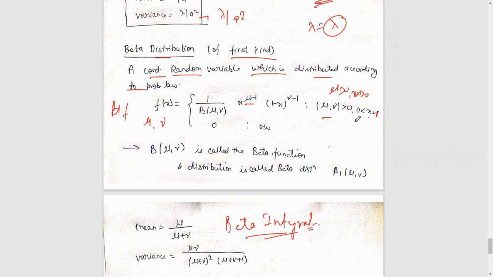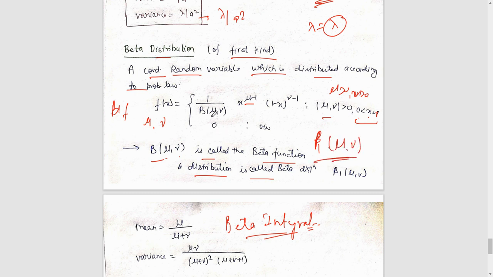So this x will be between 0 and 1. This beta(mu, nu) is called the beta function, and the distribution is called the beta distribution. Obviously, this is the beta distribution of the first kind, so it is represented by beta 1 with parameters mu comma nu.